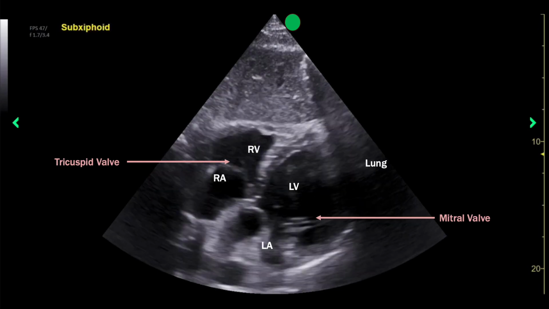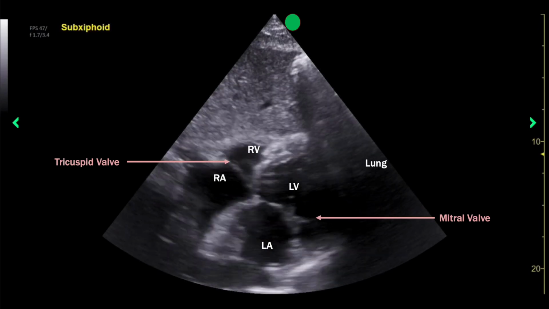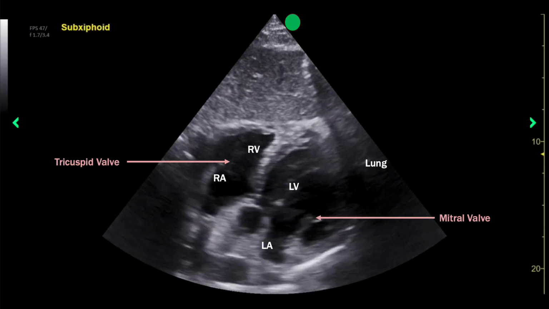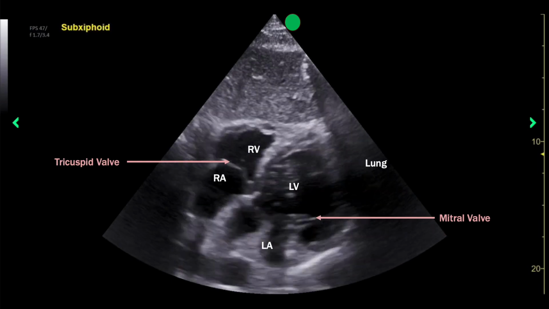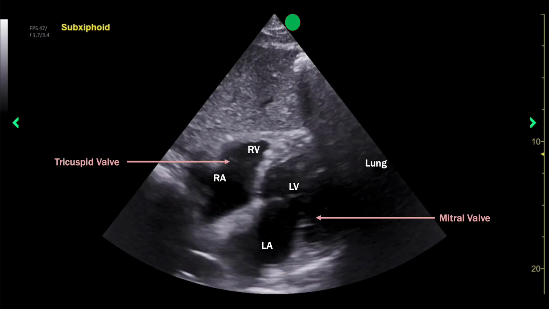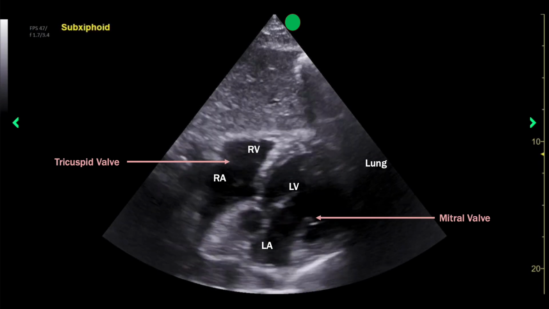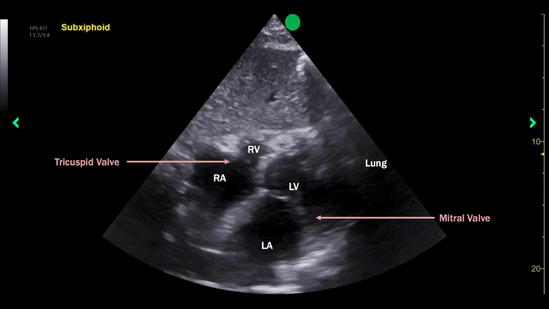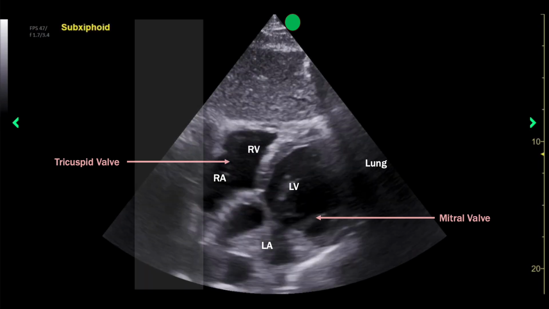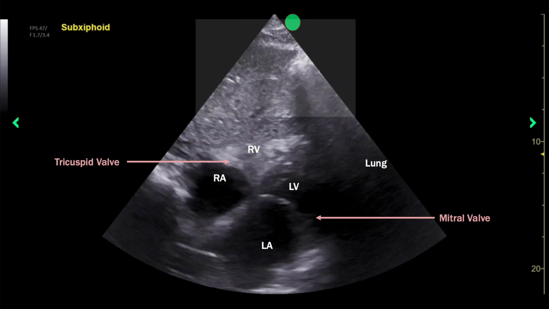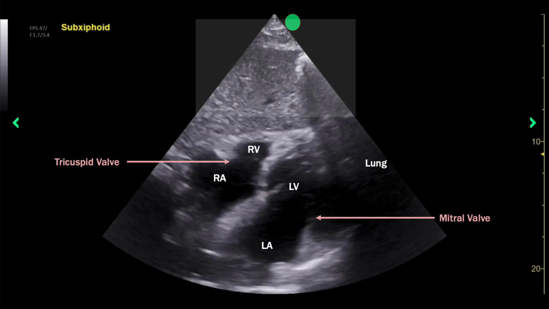So again, here we have our subxiphoid view with our ultrasound indicator sitting on the right side of the screen. So that's where we're going to find the left of the patient, because if you remember, our probe indicator is pointing towards the left of the patient. So that's where we're going to have our apex. So this is the right side of the patient. The closest structure to our probe now is the liver, and that's what you're seeing here.